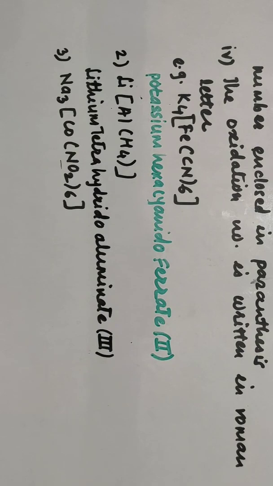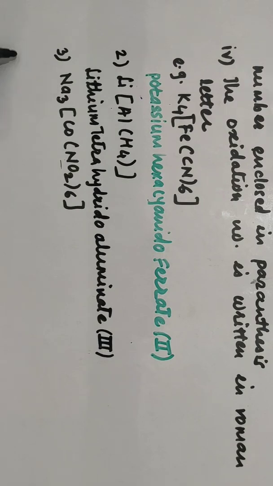Why is it ambidentate? Because in NO2, nitrogen and oxygen both can donate an electron pair for bond formation to the central metal atom, but out of these two only one can donate at a time, and so it is an ambidentate ligand. In this case nitrogen donated the electron pair to the central metal atom, that is to cobalt, for the bond formation, and so while writing the name you are supposed to indicate the donor atom.